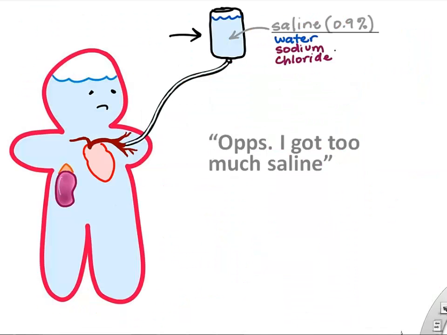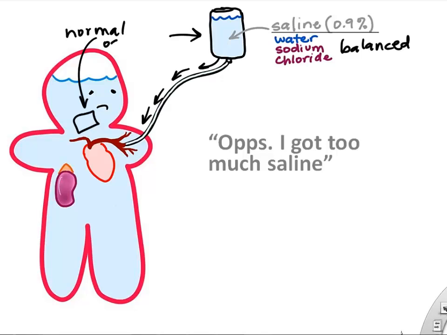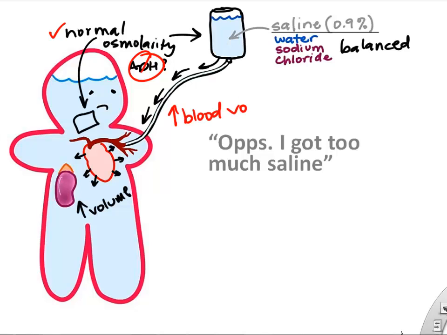Okay, let's look at a different situation where now your body becomes fluid overloaded. So all of a sudden you have too much fluid in your body. So this example is somebody hooks up a saline bag to you and gives you too much saline, which includes water and salt. That's adding more volume to your body. It's not changing your osmolarity, but it is increasing your blood volume.